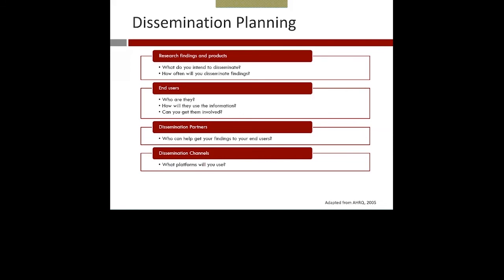Also, dissemination channels, what platforms will you use? Again, you could use social media if you're trying to reach the general public. You may use peer-reviewed journals if you want to reach an academic audience. You may use the media if you want to reach the general public. For your stakeholders, you may deliver it to them directly if that's most appropriate. But there are various channels for various audiences, so it's important to think about both of those together.